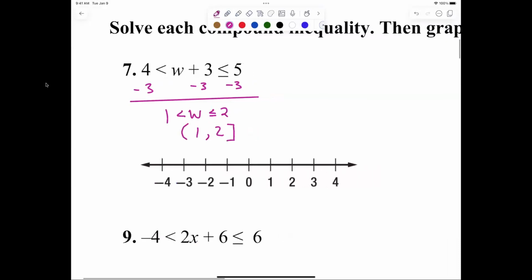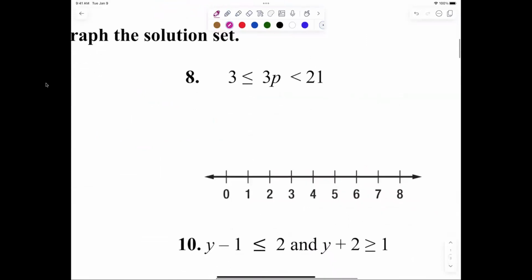All right, let's see if we can do number 8. What am I doing on number 8? Dividing by 3. Come on, it's not that hard, but do it yourself. So P is between what two numbers? 1 and what? 7. So how do I write that? Bracket 1, 7, parentheses. Come on, that's just not that hard.